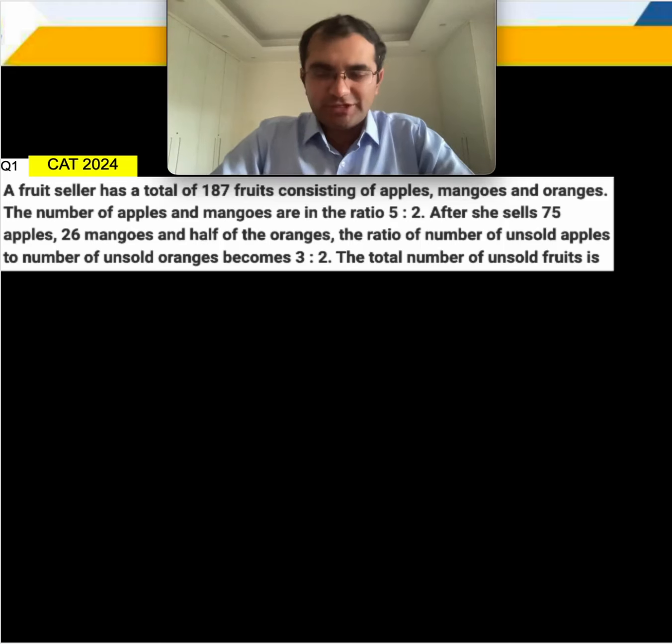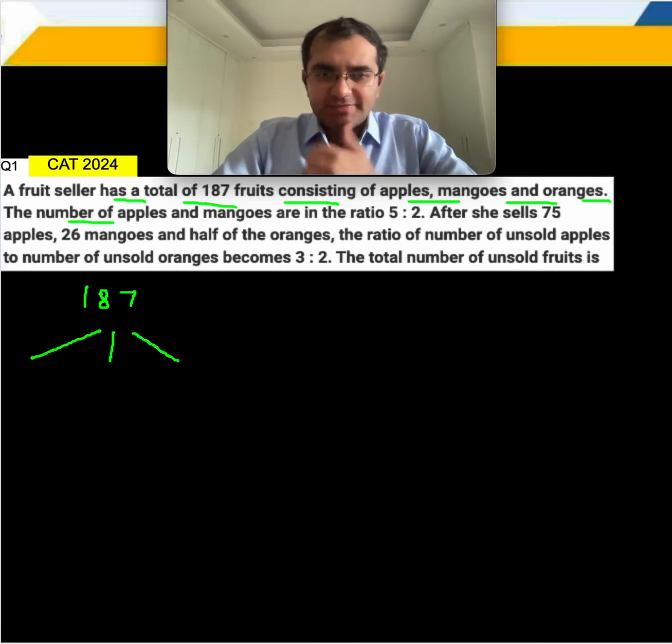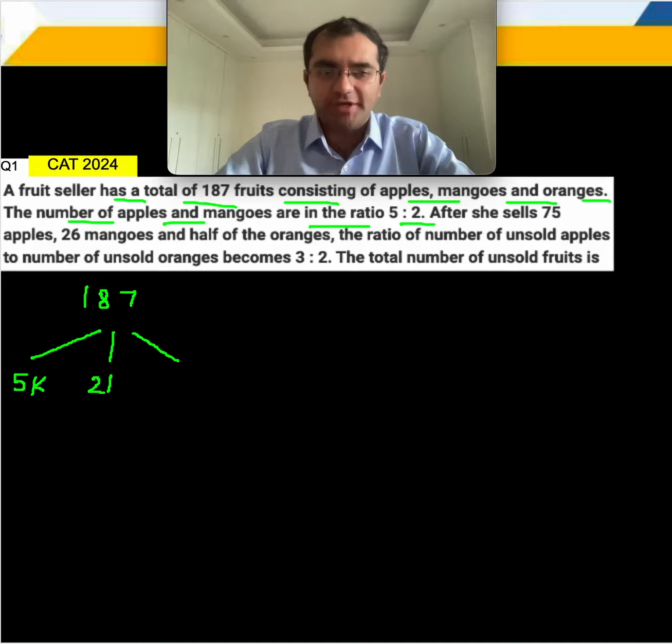Very first question of the slot 1 paper. A fruit seller has 187 fruits consisting of apples, mangoes and oranges. Apples and mangoes are in the ratio 5:2, so we put a constant, 5k and 2k. Then apples, mangoes and oranges: after she sells 75 apples, 26 mangoes and half the oranges.